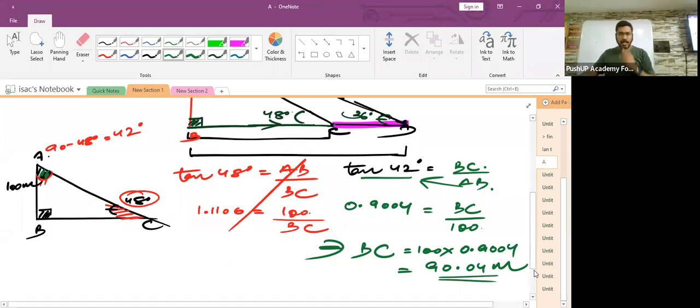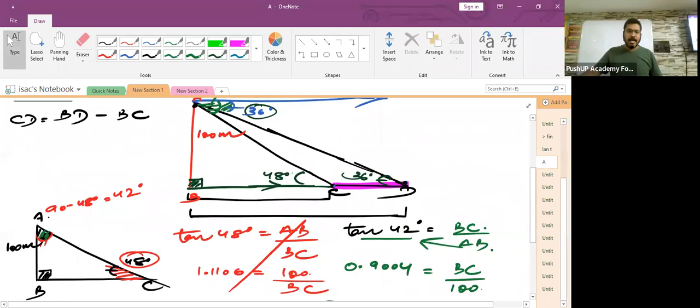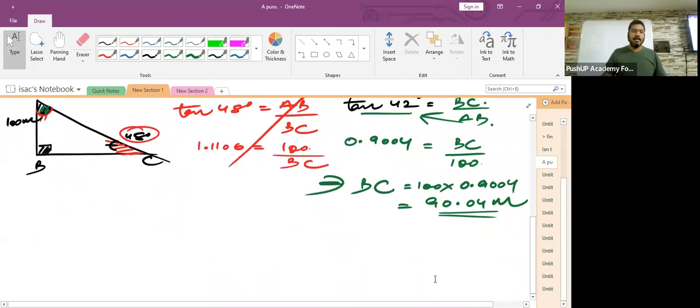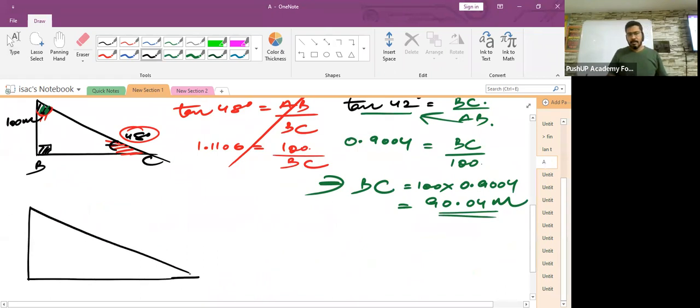Okay. Now, let's use the second right angle triangle, which is the bigger one. That is triangle ABD. All right. So, triangle ABD. How much is angle D? Angle D was 36 degrees. AB is how much? 100 meters. Angle B is 90 degrees. And BD is what you have to find.